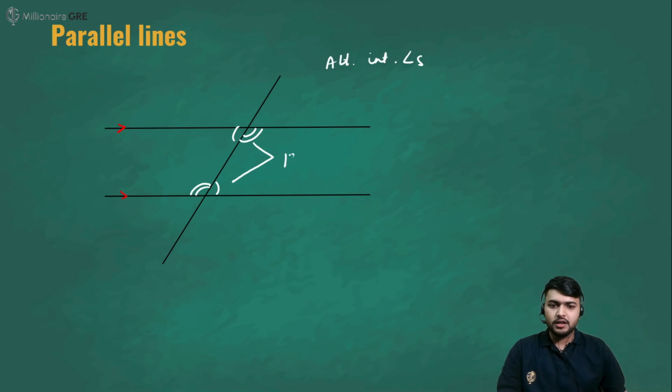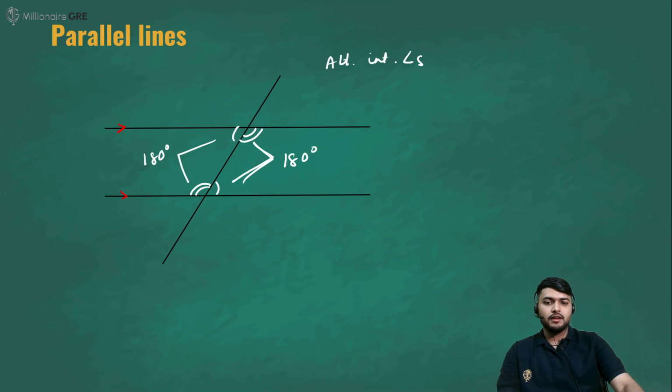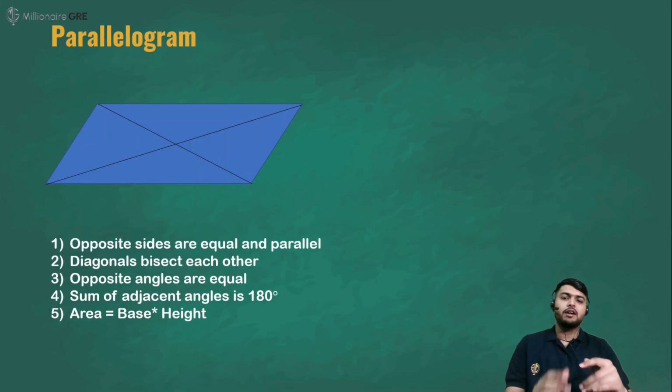Sum of these two angles is 180 degrees, and also sum of these two angles is 180 degrees. So we have discussed vertically opposite angles, corresponding angles, alternate interior angles, and that the sum of these two is equal to 180 degrees. Now let's move ahead to quadrilaterals.